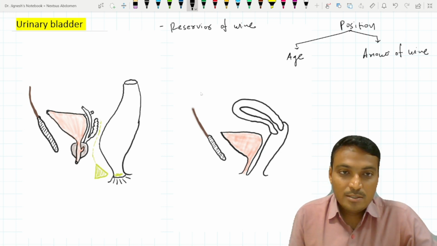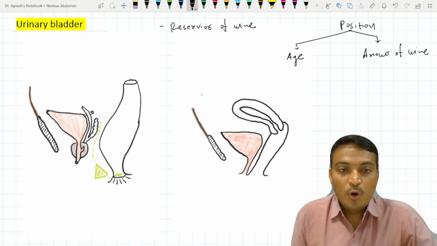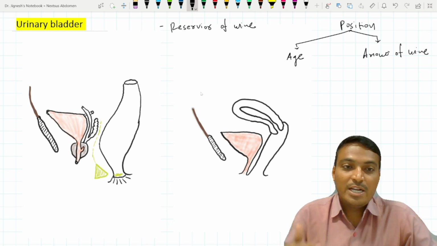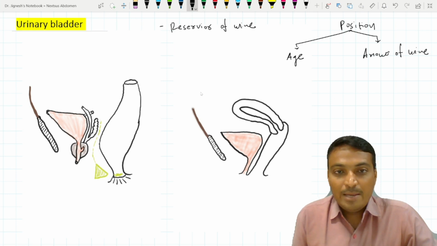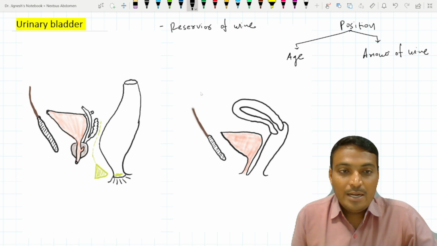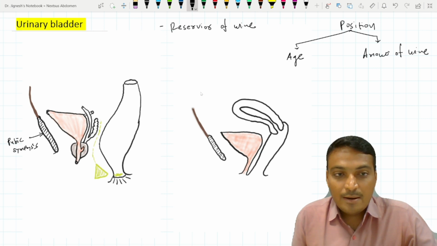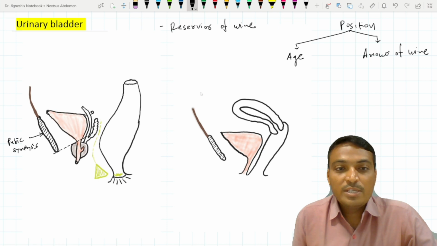In case of the adults, the empty bladder is purely pelvic in nature, so it is situated within the pelvic cavity. So here in this figure, we can appreciate the adult urinary bladder, and here this one is the pubic symphysis. So in case of the adult, the neck of the bladder lies at the approximate level of the lower border of the pubic symphysis.